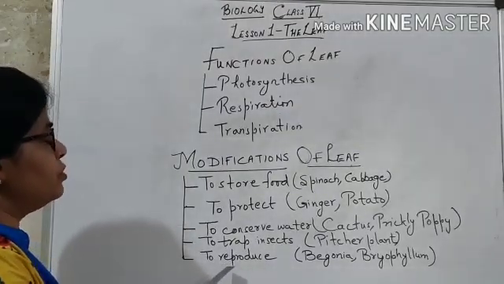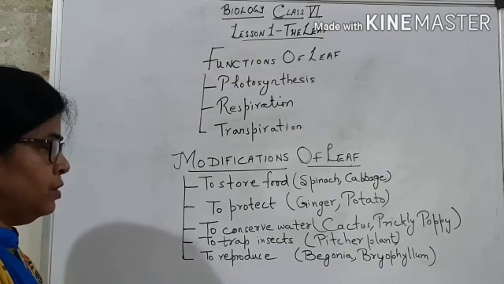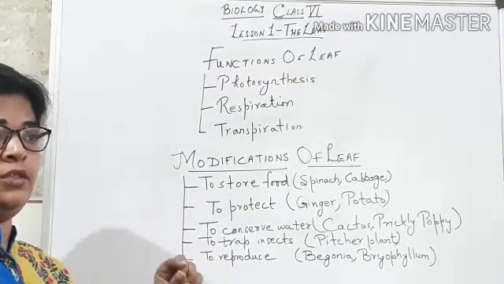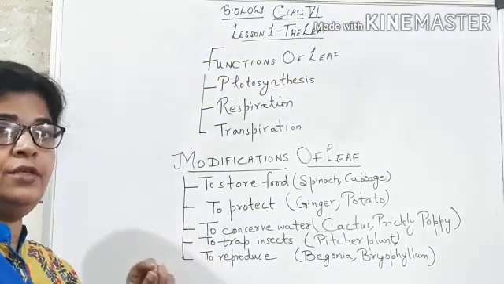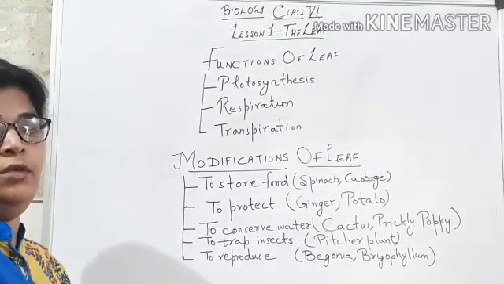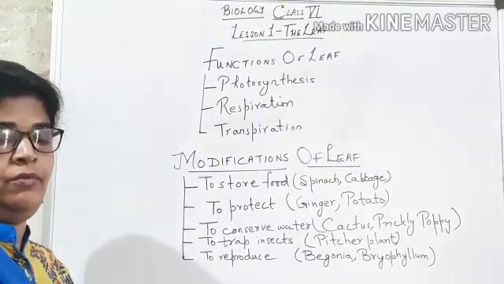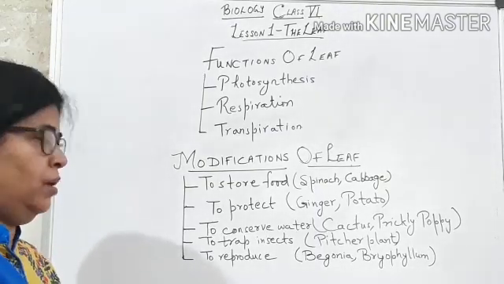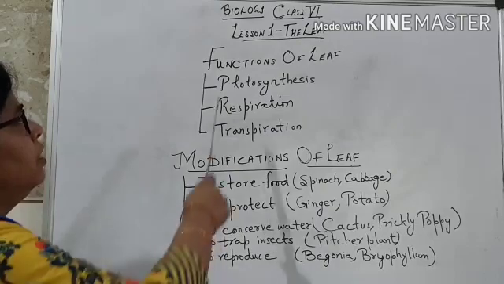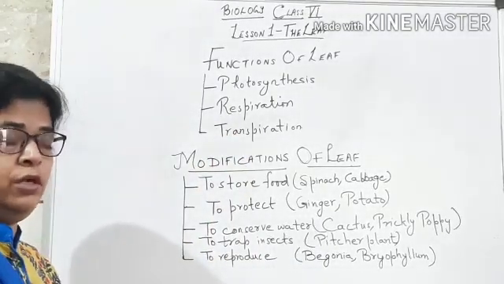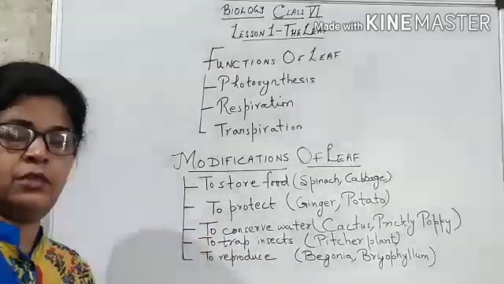Lastly, leaves can also be modified to reproduce, as in begonia and bryophyllum plants. These leaves are thick and their edges develop new plants which can be transplanted, and they form a new generation of plants. So this way, today I have a video for you which you can watch and study all these topics in that video.